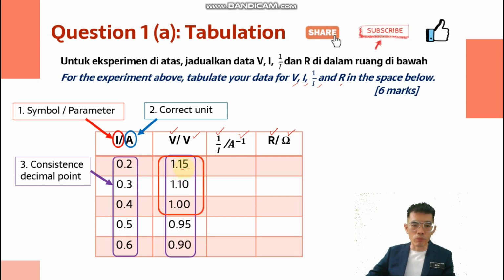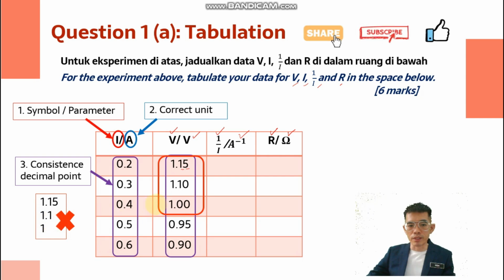For example, 1.15 has 2 decimal places. The second is 1.10. If you write it as 1.1, that means there will be only 1 decimal point. And the third reading is 1.00. If you write it as 1, that means there is no decimal point. Values given like this will have a deduction of marks in this question. So you need to be consistent in your decimal points.